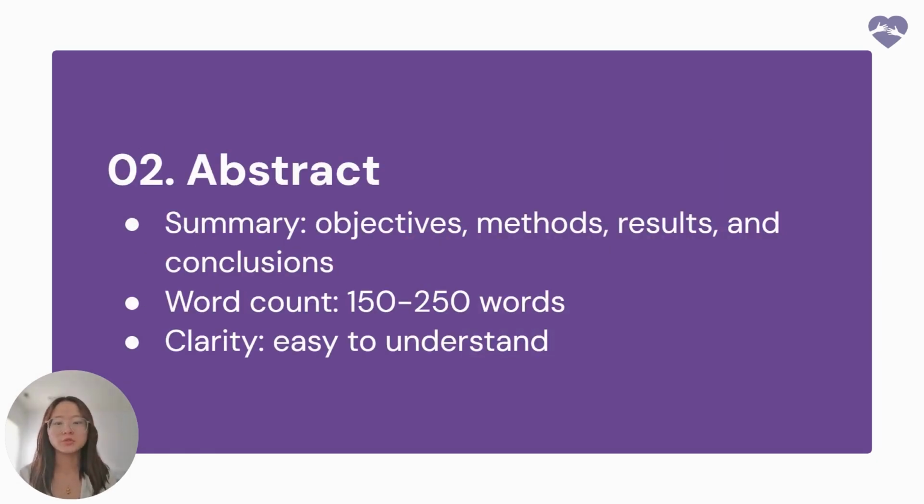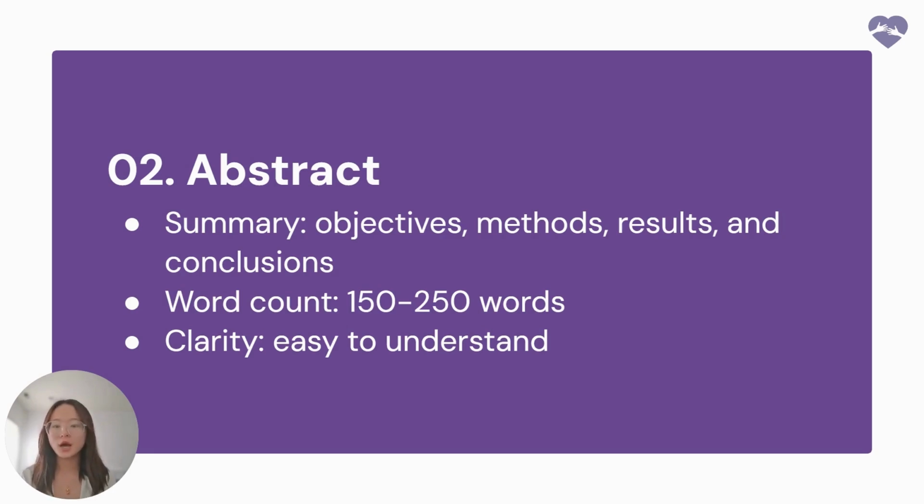Next is the abstract, which is one of the most important sections of your research paper because it provides a concise summary of your entire study. Here's how to write an effective abstract. So first, you want to focus on summary. Your abstract should condense the most critical aspects of your research, which includes your research objectives, the methods you use, the key findings, and your overall conclusions.